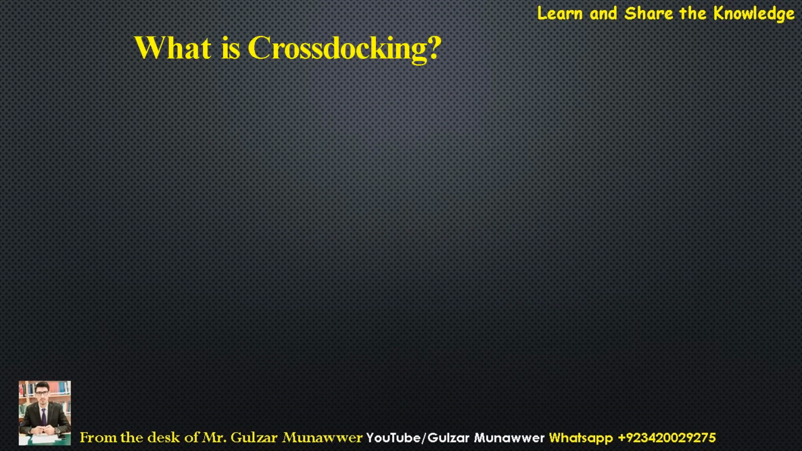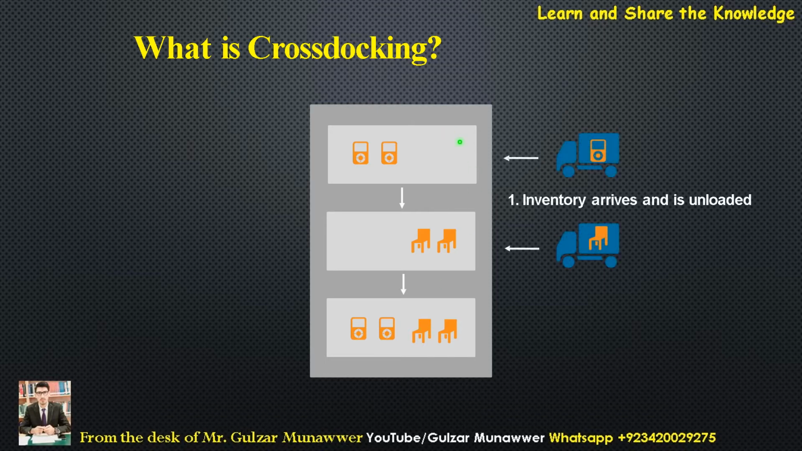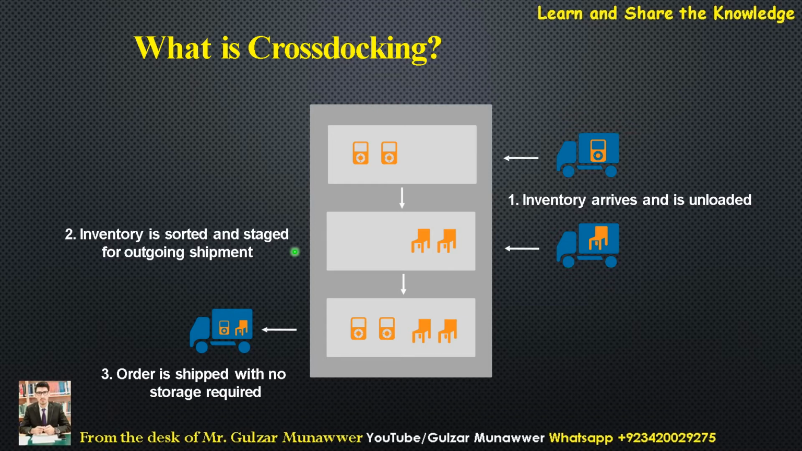Starting with the concept of cross-docking, what is cross-docking? You can see on the screen a picture in which there are three different scenarios. In the first step of the cross-docking process, inventory arrives at your warehouse, and soon after unloading, it is sorted and stacked for outgoing shipment, and on the same day the order is shipped with no storage requirement. So what is cross-docking? It saves your time, it saves your cost, it saves your space. That is why the cross-docking technique is used.